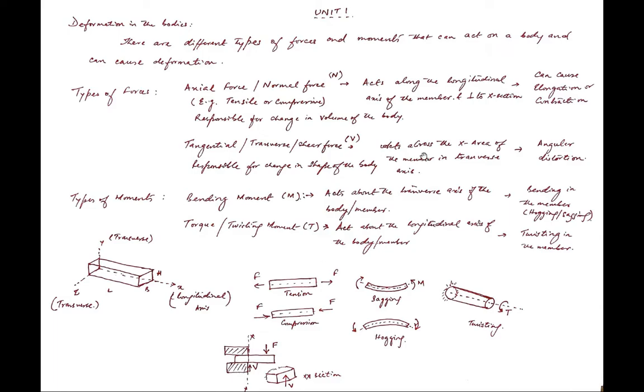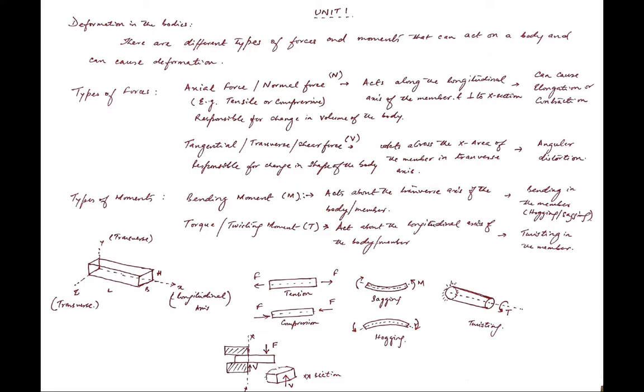Okay, then what does tangential force do? Tangential force is basically responsible for the change in shape of the body, and normal forces are responsible for change in volume of the body. So it can elongate and it can contract, and these tangential forces are acting across the cross section of the body. Okay, and it will try to distort the shape of the body.